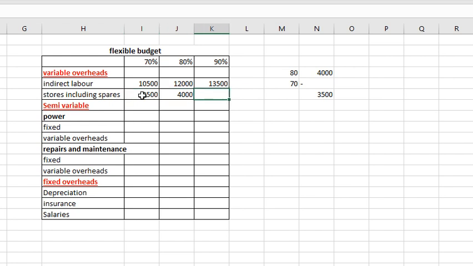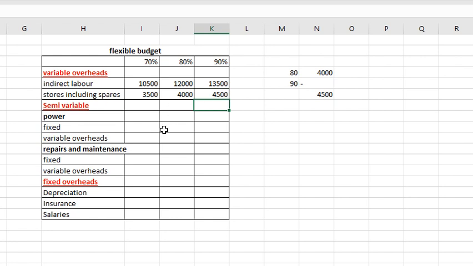Now for 90%, how much is it? If for 80% it is 4,000, then for 90% how much is it? Cross multiply: 90 into 4,000 divided by 80, which will give you 4,500. So for 90% it is 4,500. So this is your variable overheads.